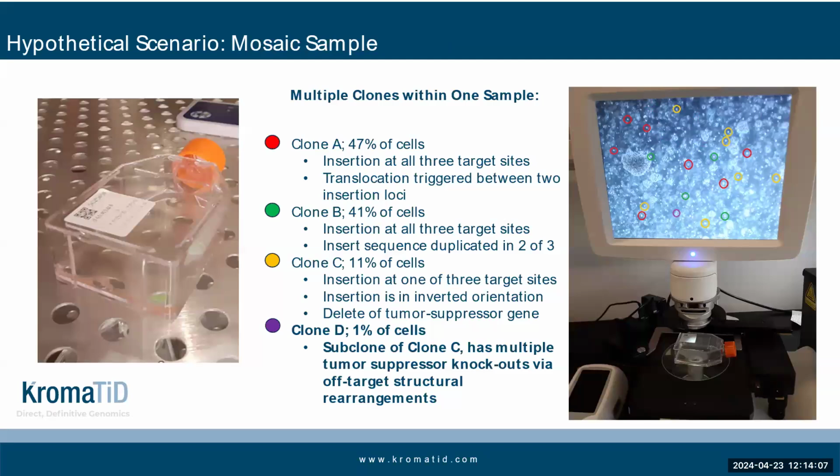Now that we looked at a single very abnormal cell, let's turn to an example of the value of high-throughput DGH. Here is a polyclonal sample in which each clone has a different set of editing outcomes, but clones C and D have experienced tumor suppressor gene deletions. Clone D, being a very low prevalence population at 1% of the total, represents a serious risk to patients.